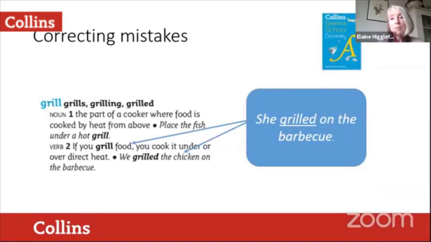But this is an example where there is a clear misunderstanding because the direct object is missing. What does "she grilled on the barbecue" mean? So, what did she grill on the barbecue? Grill what? There should be a direct object. The student meant to say she grilled food, she grilled chicken, she grilled fish, she grilled a sandwich, she grilled vegetables on the barbecue. The student hasn't written that.